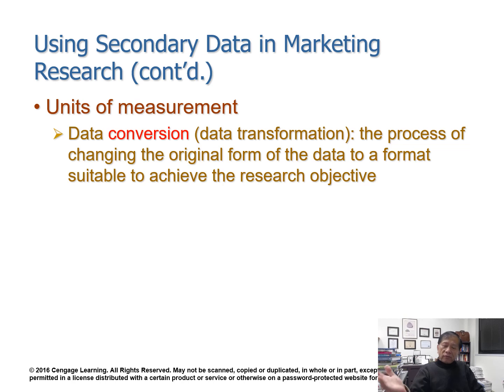For example, if you have family income data, you want to convert it to individual consumer data. We know the average size of a family is, say, 3. Then you can divide by that, or by a certain factor, to come up with the individual income number.